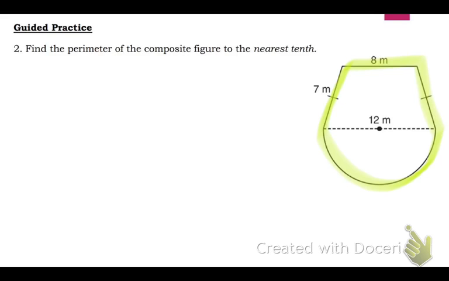It's all good. All right, so go ahead and highlight or outline the outer edge. We got 7, 8, and what's the other piece going to be? 7 also. So we're going to add these straight edges.